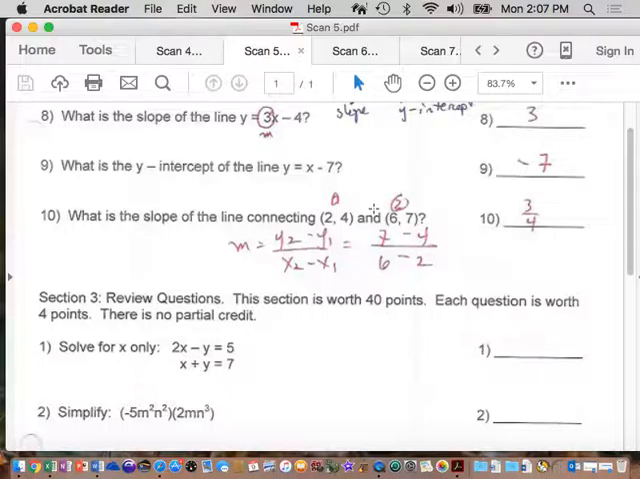It's negative 7. Yes? It's different on our papers. It's negative. How could it be different? I took it from over there. It says negative 1. I think you might be in the wrong section.